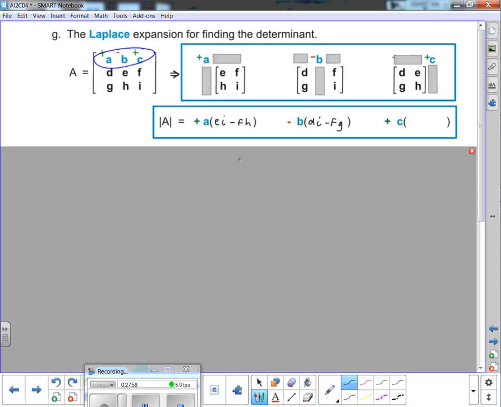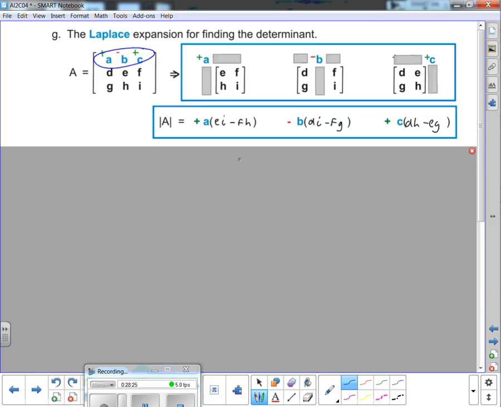And now I'm going to do the same thing with C. I'm going to blank out the rest of C's row and C's column, and get the determinant of the remaining 2 by 2. Diagonal method, D times H minus E times G. And voila. Isn't that beautiful? It's a work of art. And you're going to get the determinant.